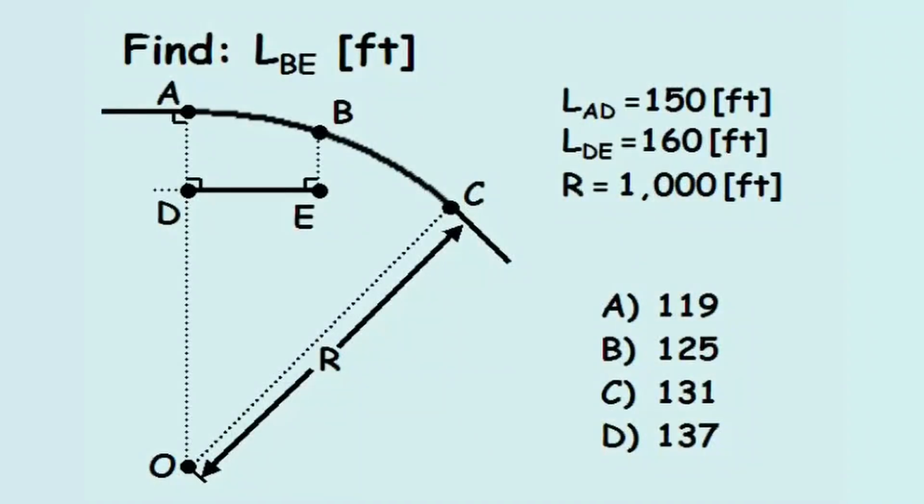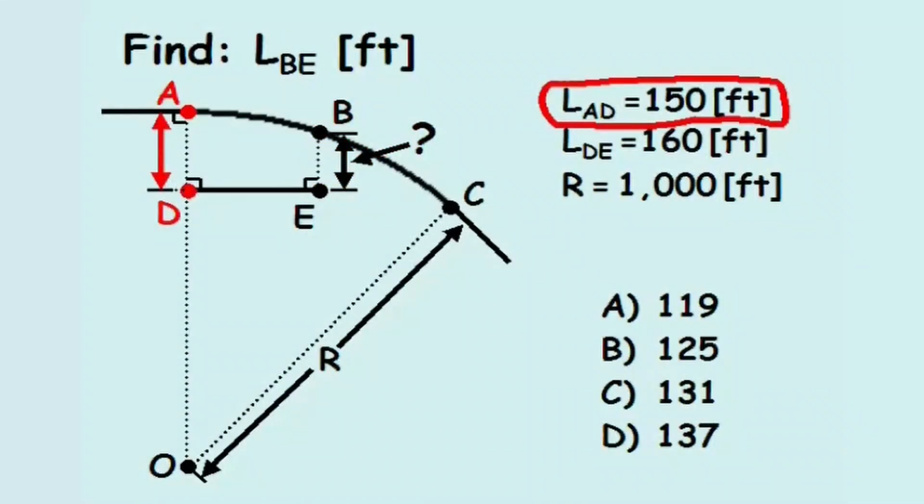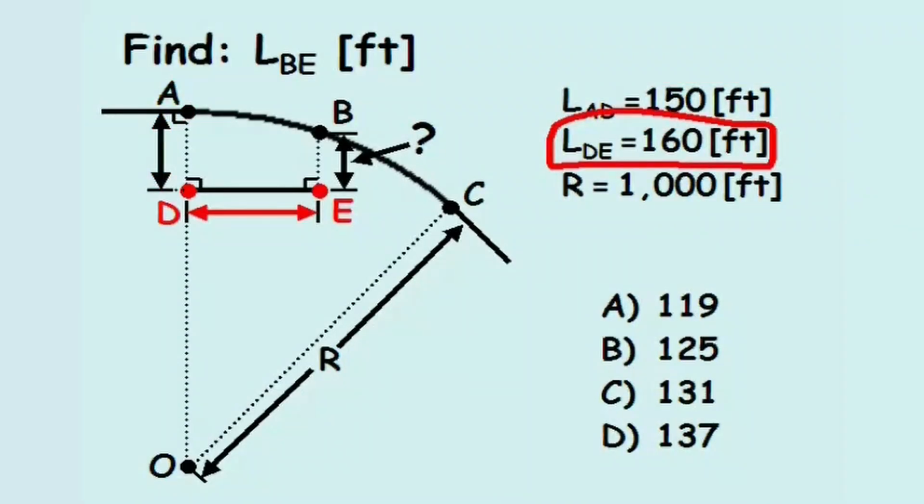Find the length from point B to point E in feet. In this problem, we're looking for the length from point B on the curve to a point E just inside the curve. The problem provides the distance between point A and point D, the distance between point D and point E, and the radius of the curve, r.